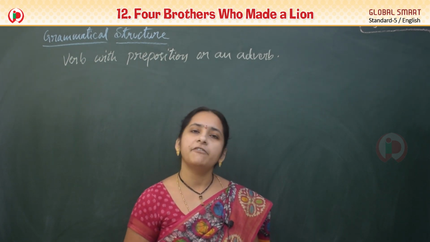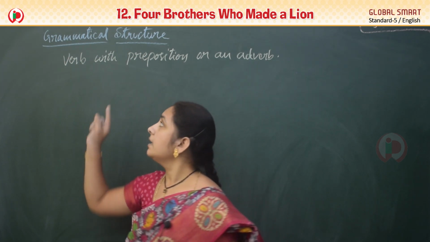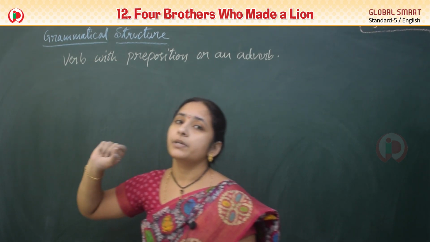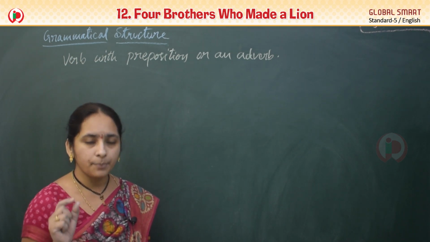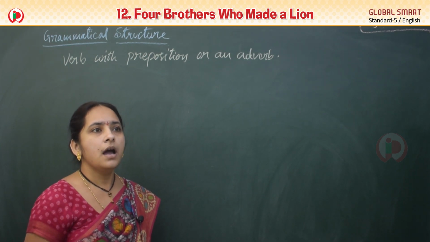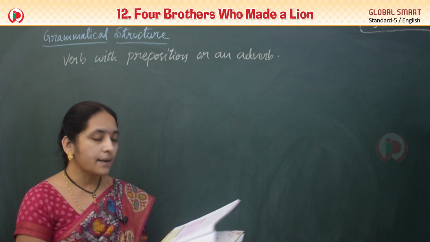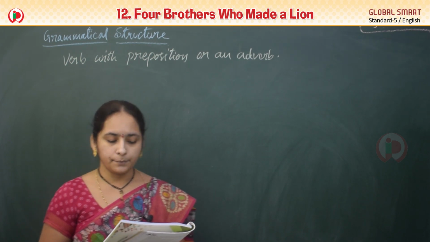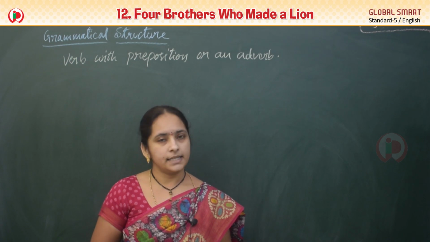Once again, first, for the phrasal verbs, what is this? Verb with preposition or an adverb. After the verb, sometimes we have a preposition and sometimes an adverb. How can we find it? Either preposition or adverb, I will tell you. Here we have some words, prepositions and adverbs. We can see the meanings of those words.